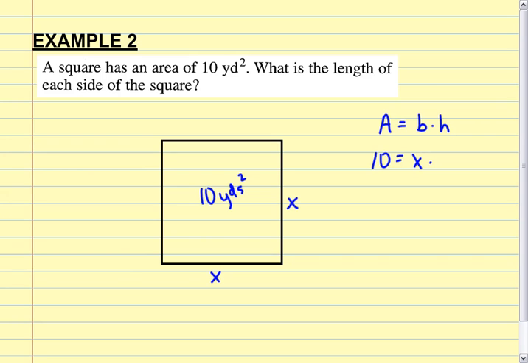Do I know what the height is? It's also x. Hey folks, let me ask you something. How can I write this differently? X times x. How can I write that differently? Zachary? X squared, right? A number by itself equals something squared. So 10 is equal to x squared, right?